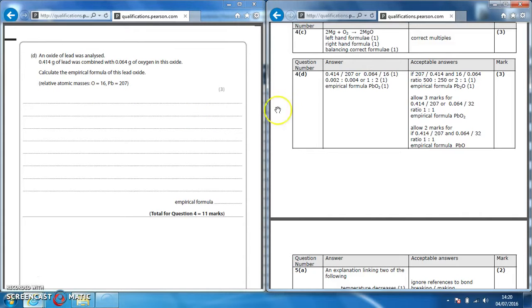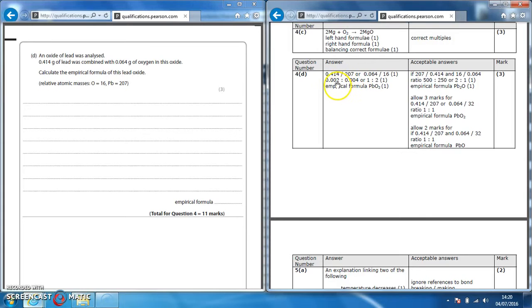So you're going to end up with numbers 0.02 and 0.04. So you get a mark over here for doing 0.414 divided by 207 and this one divided by 16, because that's the mass of the lead and that's the relative atomic mass of the lead, and that's the mass of the oxygen and that's the relative atomic mass of the oxygen. And that gives you a ratio of 0.002 to 0.004. So you can get a mark for just writing that, or you can get a mark for simplifying it as a 1 to 2 ratio.